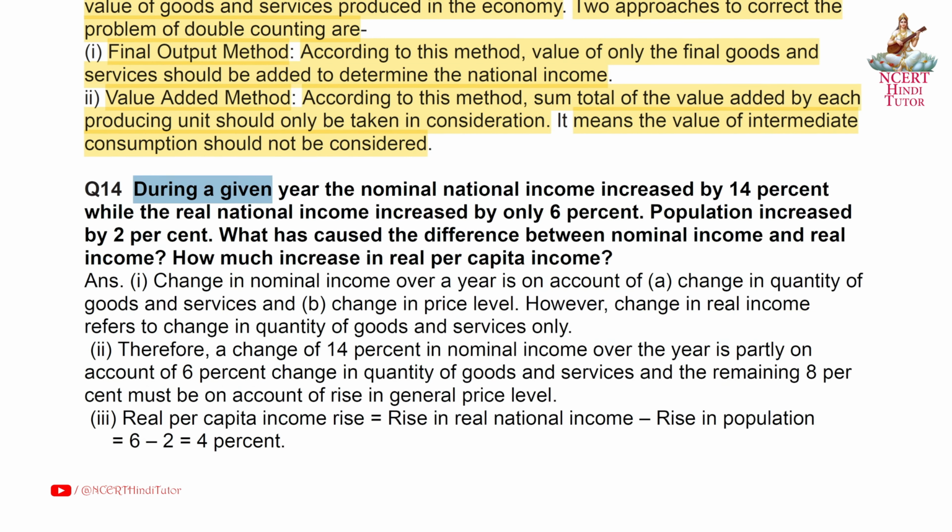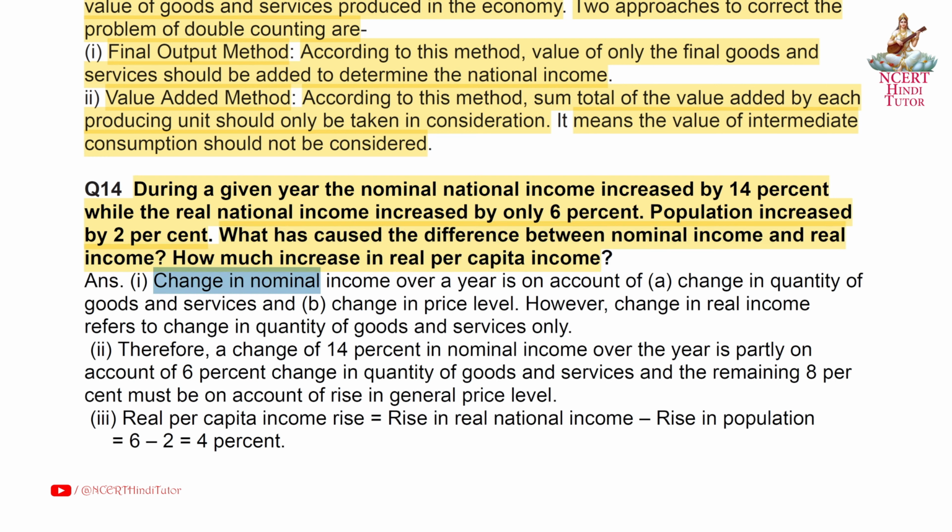Question 14. During a given year, the nominal national income increased by 14%, while the real national income increased by only 6%. Population increased by 2%. What has caused the difference between nominal income and real income? How much is the increase in real per capita income?